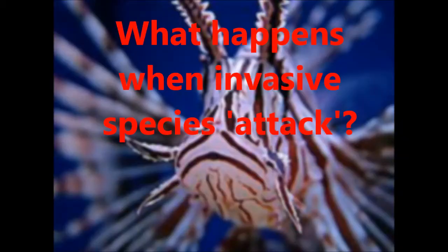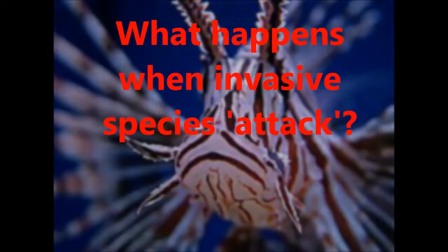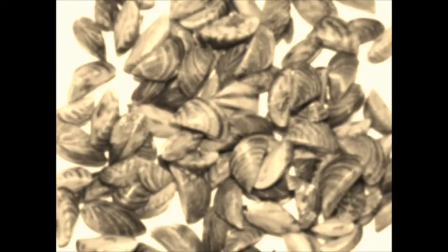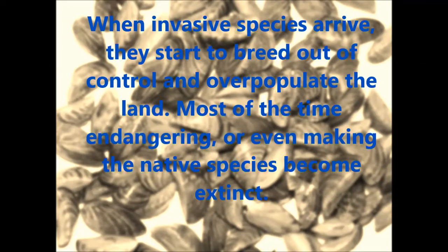What happens when invasive species attack? Invasive species arrive, they start to breed out of control and overpopulate the land, most of the time endangering or even making the native species become extinct.